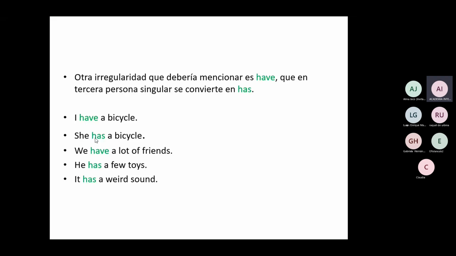We have a lot of friends. He has a few toys. It has a weird sound. Oh, my computer has a weird sound. ¿Verdad? Me refiero al objeto. It has a weird sound. Okay. Or my cell phone has a problem. Has. Okay. Is that clear, this part? Yes. Okay.